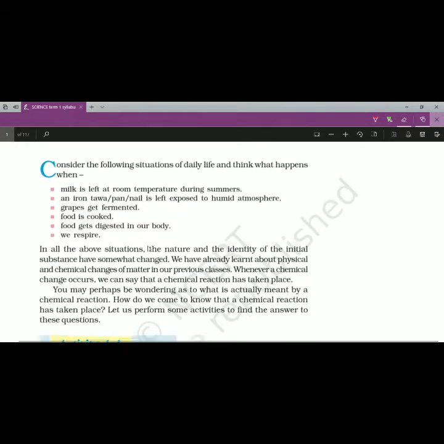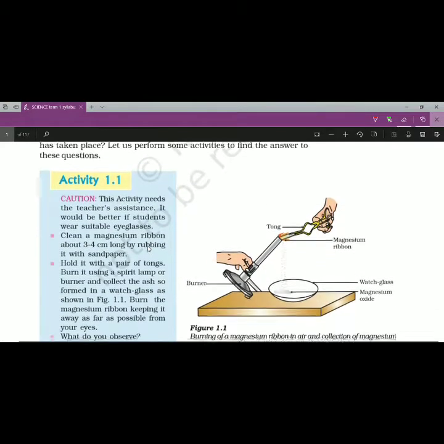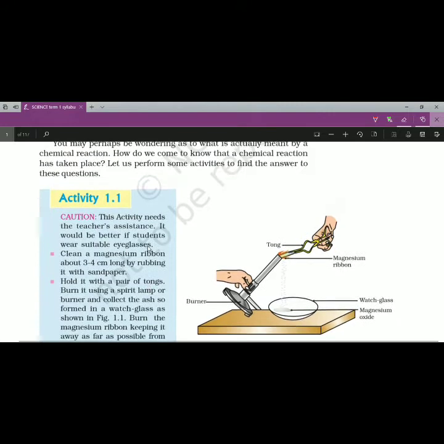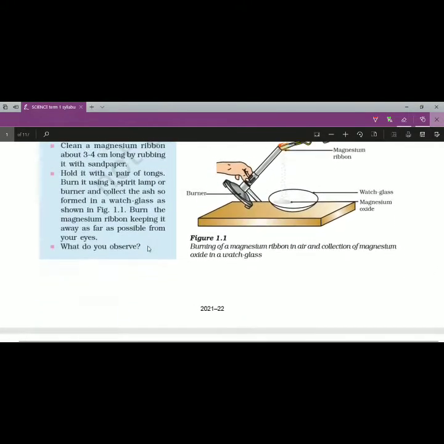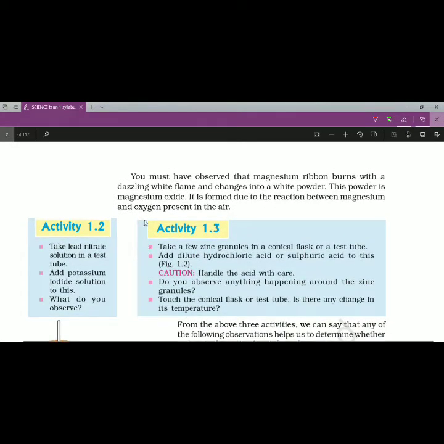So first, the situations are given to you. There are some activities. First is activity 1.1, which is on magnesium ribbon. It is a very important activity, and the activity and observations are also important. Like the first observation: magnesium ribbon burns with a dazzling white flame and changes into white powder. And the reaction: magnesium reacts with oxygen to produce magnesium oxide. Then balance this equation like this.